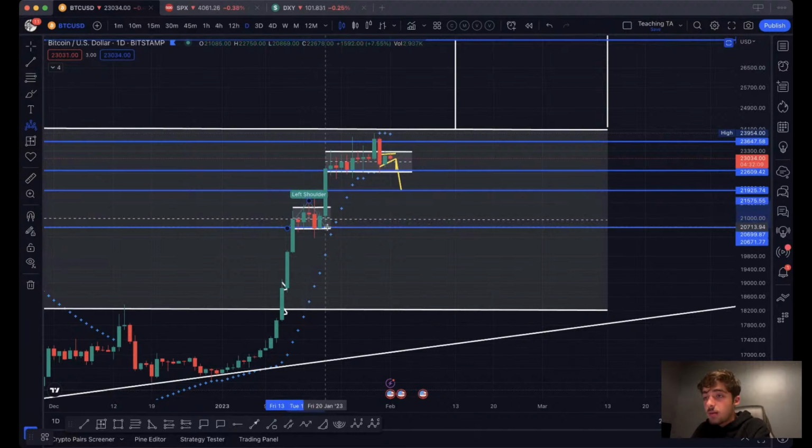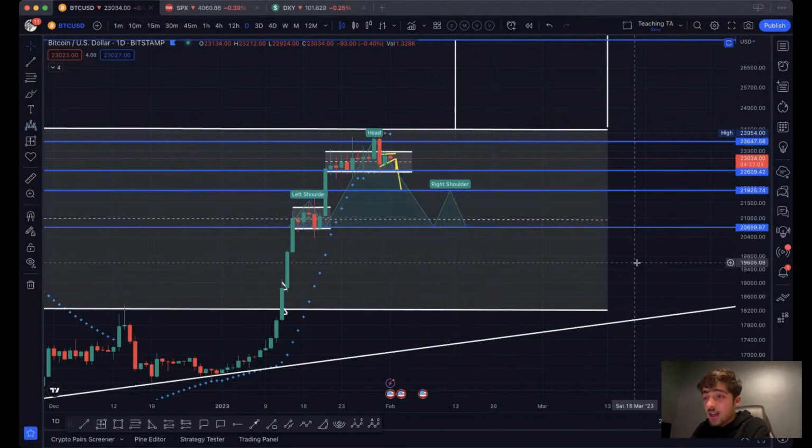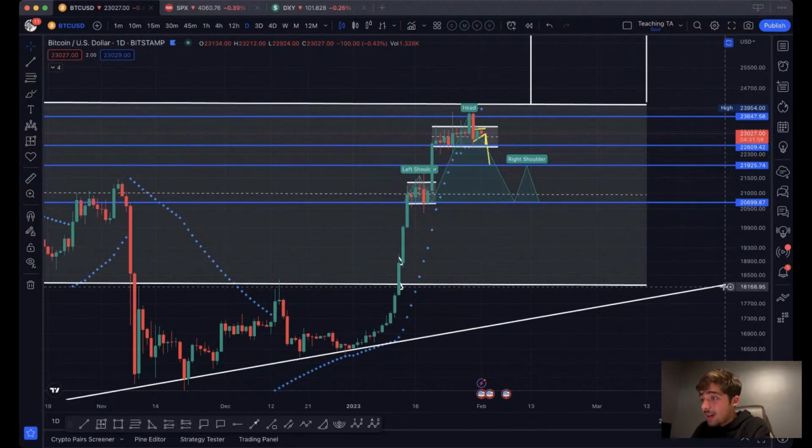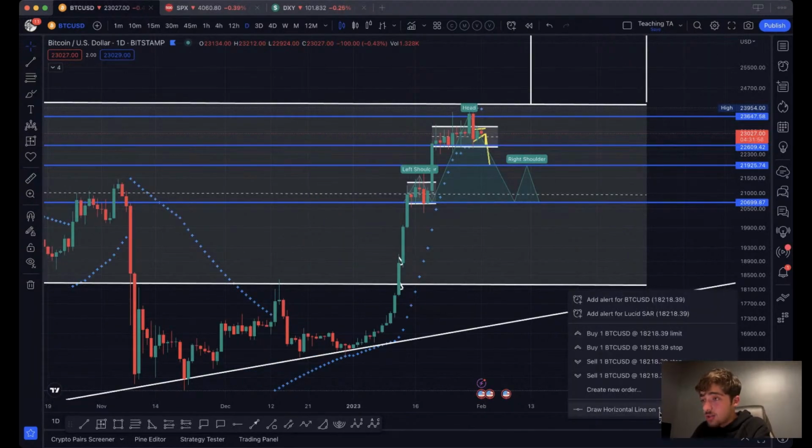So boom, left shoulder, boom, and then you have your head, and then boom. And so this could be our left shoulder. Now, this is a very bearish sign. If this happens, then we could potentially head down to around $18,000. That's our next level of major support.